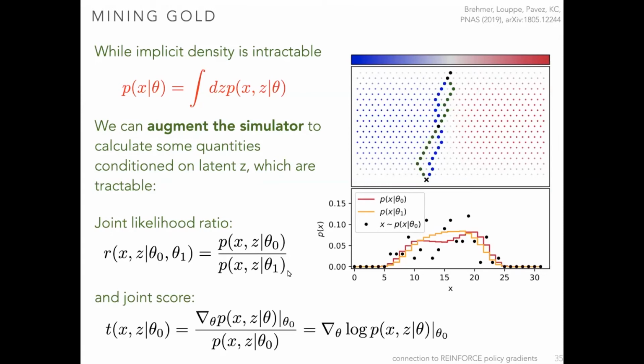Sometimes it's also possible to calculate the derivative of the probability of a particular path. You keep the path fixed, and you ask, would this path have been more or less probable if I change the parameters theta a little bit? If you can calculate the derivative of this log probability, which also often doesn't require knowing the normalizer, then this is also something tractable. These two quantities we call the joint likelihood ratio and the joint score, and you can often extract them from the simulator.